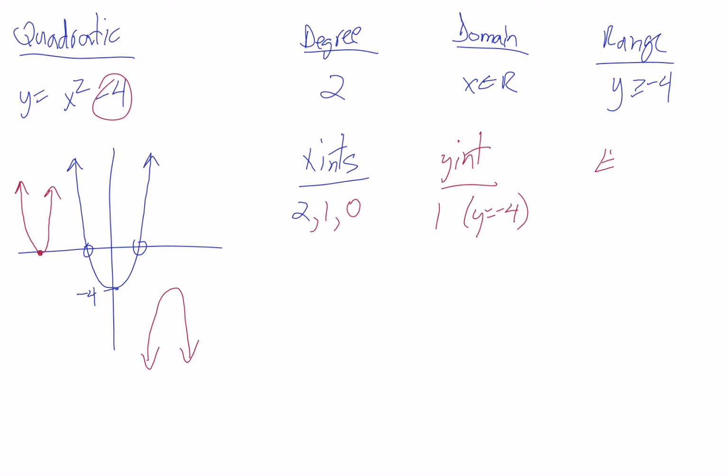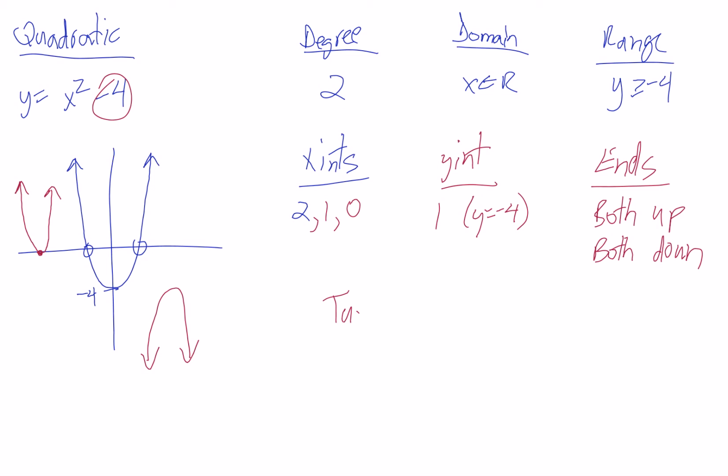And our ends will be either both up or both down, just like we did for a constant. Okay, so either pointing up or pointing down. They're either one or the other.